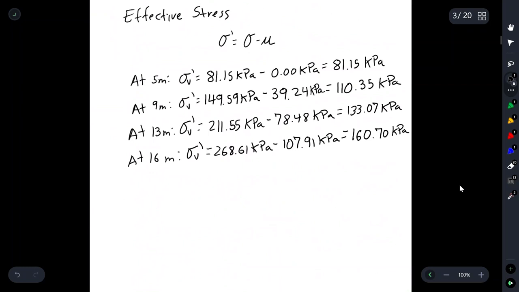Now, okay, maybe we can get it from here. So 18.15 and 110.35. Just gonna take them down here. 133.07, 160.70.